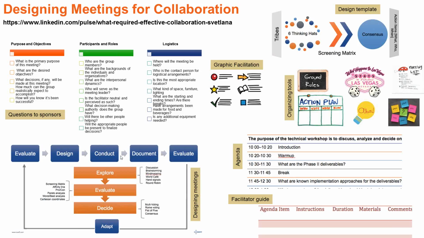First you design the meeting, then you conduct it, then you explore and evaluate information in the meeting, decide on some information, make decisions. Then you document the results, then you evaluate the results of the meeting. If necessary, you adapt it, evaluate again, and then go again to preparation, to meeting design, to conduction, and to documentation of the results. All these blocks are very important in order to prepare a good meeting for collaboration.